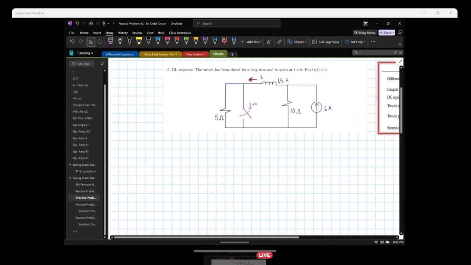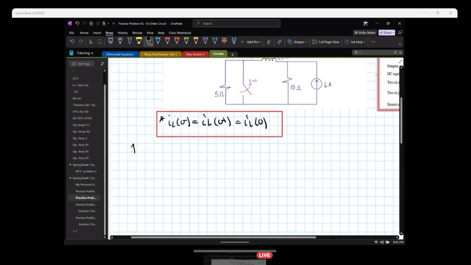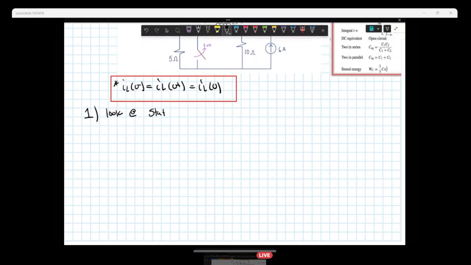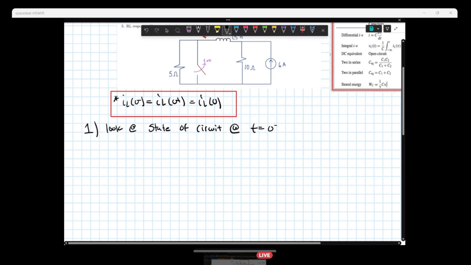All right. So here, this is what I was talking about. You have IL(0-) equals IL(0+), which will equal IL(0). So this we can use here because we're asked to find the current through the inductor. That makes life much easier. So we're gonna do the same thing we've been doing. Let me full screen this. Look at the state of the circuit at t equals 0 minus. The switch flips up at t equals 0, so at 0 minus it's gonna be flipped down.